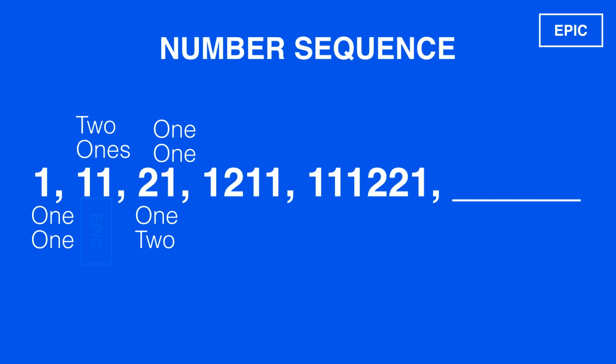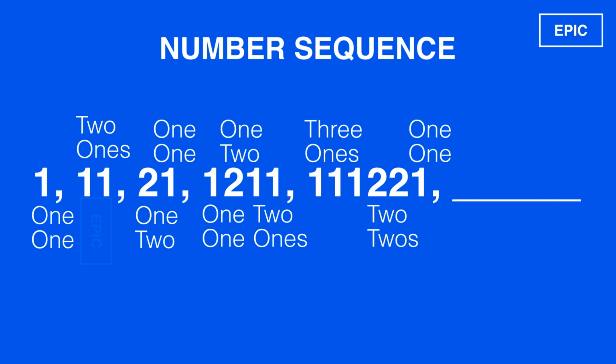The fifth term will be the description of the fourth term, which is 1 1, 1 2 and 2 1. Hence the next term will be 3 1, 2 2 and 1 1.